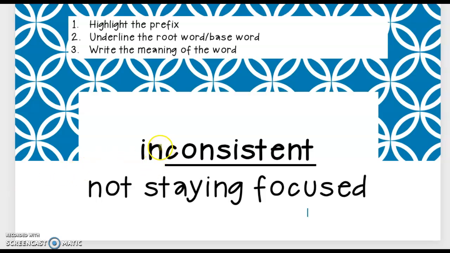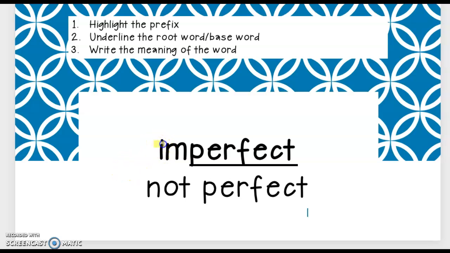Inconsistent, make sure you read that with me. Inconsistent. In, again, is the prefix, and it means not. Consistent. When you're consistent, you do something over and over again, and you do it pretty much the same way each time. So inconsistent means you're not staying focused or not doing the same thing over again. Next word, imperfect. Please read that with me. Imperfect. Im means not. Perfect is the base word, not perfect.